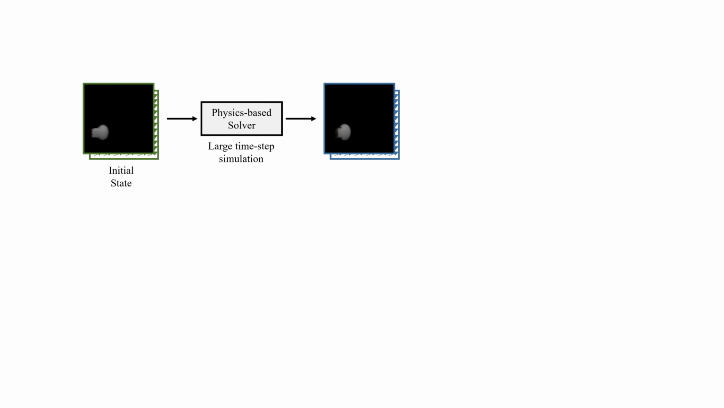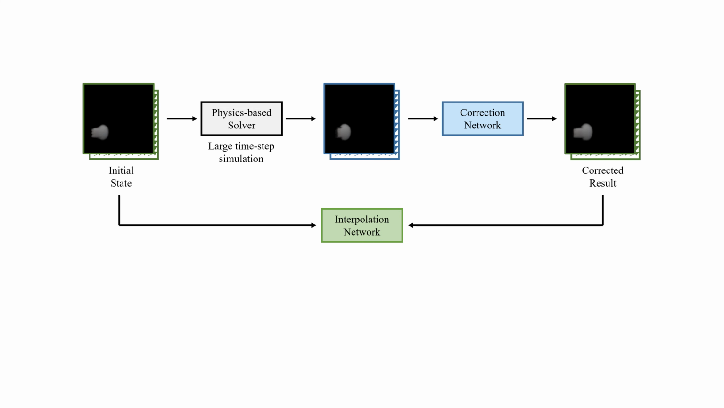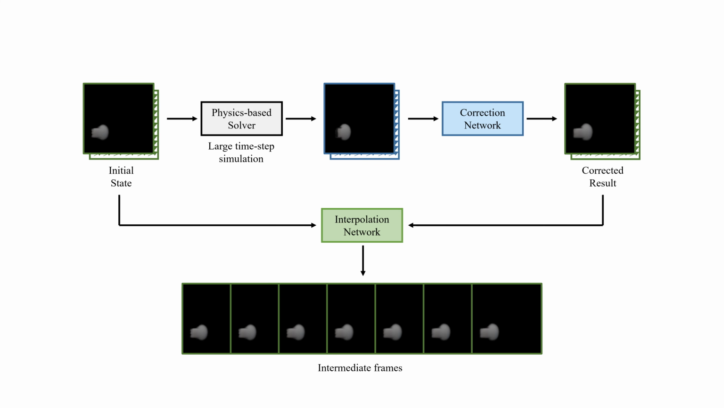From the initial state, a physics-based solver calculates a single-step simulation using a large time step. Then, the correction network corrects the result to be closer to the corresponding small time step simulation result. After correction, the interpolation network interpolates between the correction results and the initial state to produce the intermediate frames. This process continues by recursively feeding the corrected output to the solver as the input.